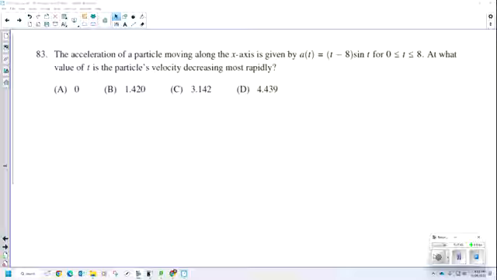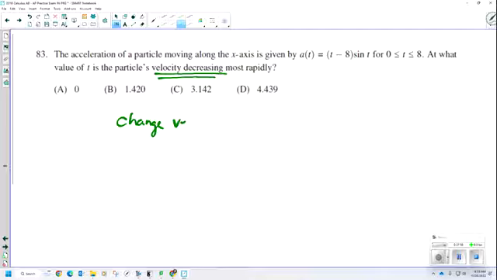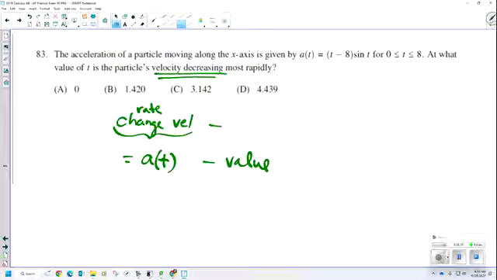Okay, velocity decreasing tells me that velocity is changing. Velocity decreasing is a change in velocity, which would be the most change, like negative. The most negative, I guess. A change in velocity, or a rate of velocity, is acceleration. So I got to figure out when acceleration is the most negative value. Velocity is decreasing. The smallest or lowest acceleration point. The biggest negative, so to speak.